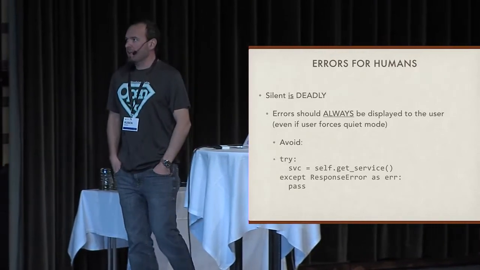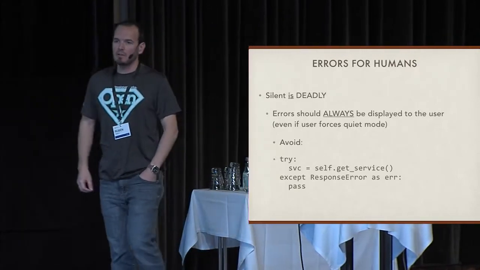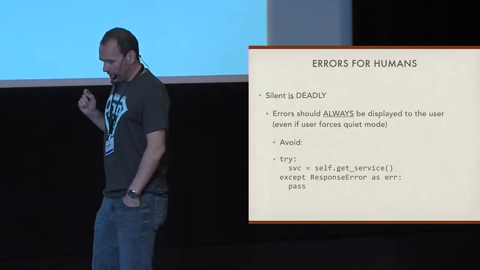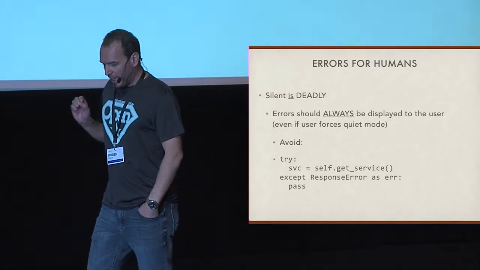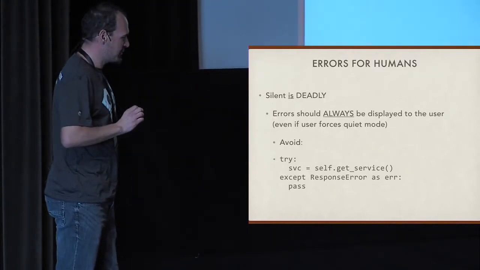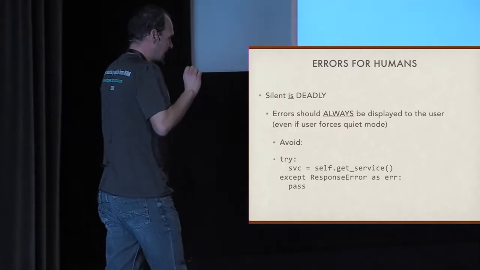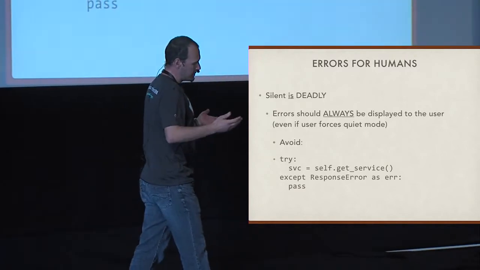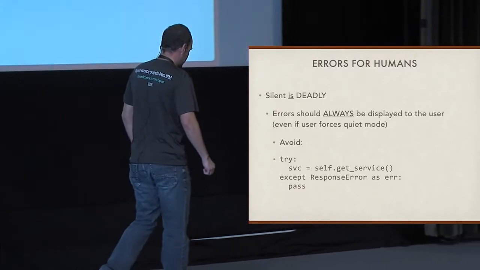Silent is deadly. Errors should always be displayed to the screen, even if the user says quiet mode. I've run into this many times, more than I care to admit: I run an application and it seems to run successfully, and then I go to test what it did, and nope, it's not there. It's very frustrating.